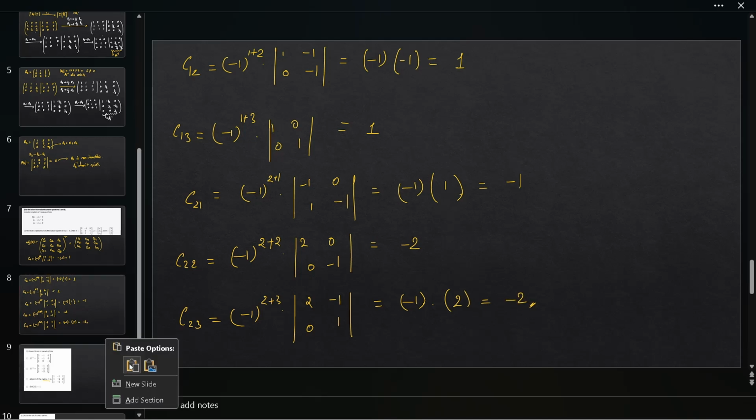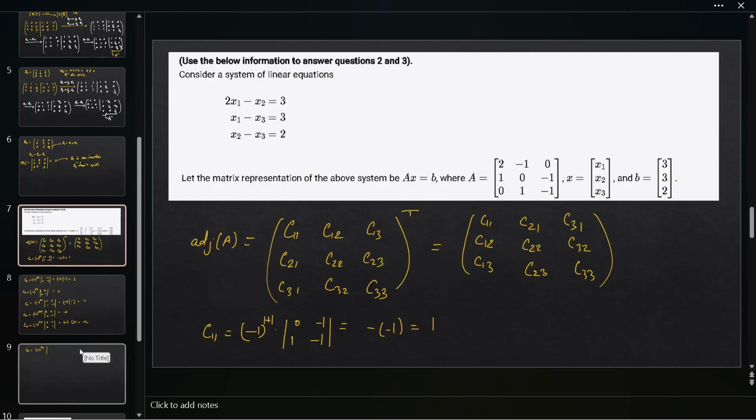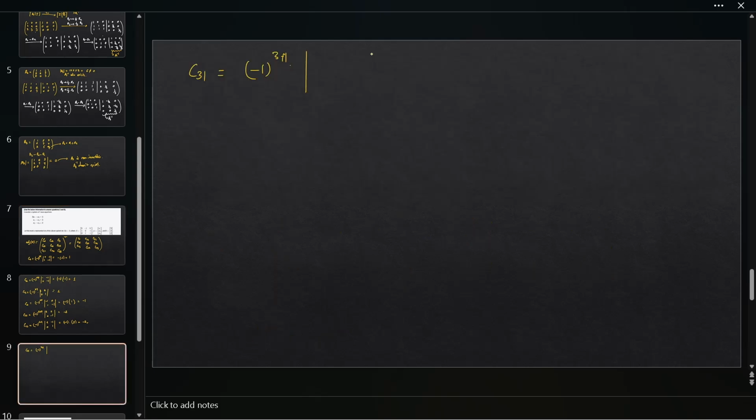And now we are just left with C31, C32, and C33. So C31 is minus 1 to the power 3 plus 1 times the determinant. Eliminate this row and this column: minus 1, 0, 0, minus 1, which is equal to, this is minus 1 to the power 4, which is plus 1, and the determinant is again positive 1, so it is going to be 1 itself.